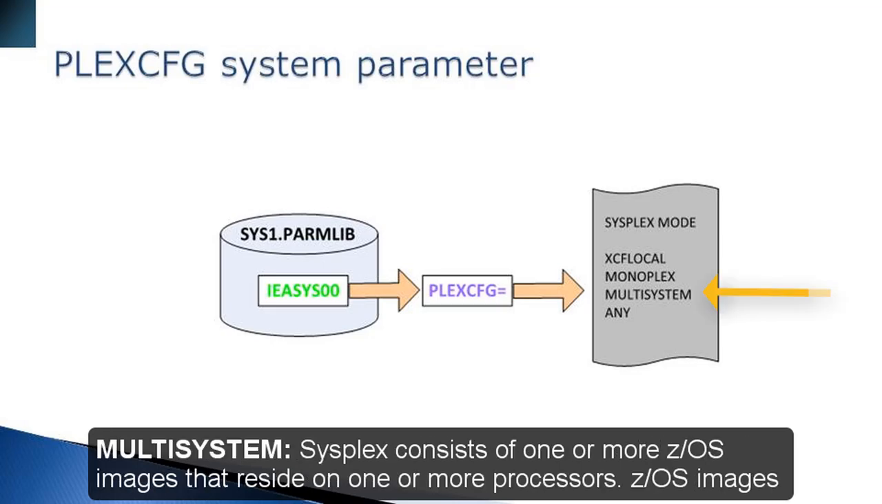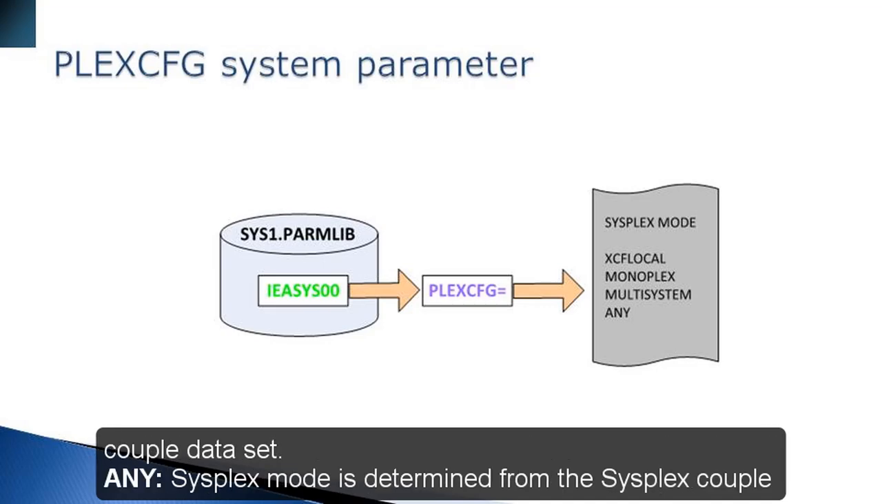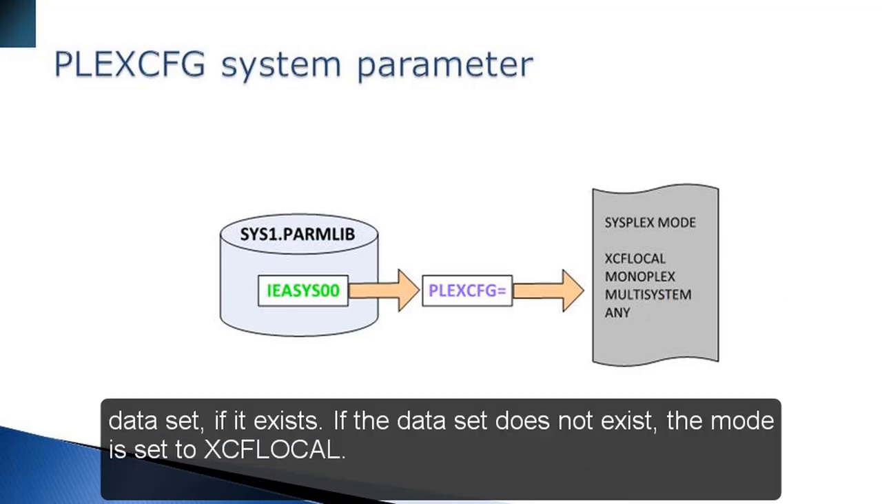MULTISYSTEM: the Sysplex consists of one or more z/OS images that reside on one or more processors. z/OS images with the same Sysplex name can enter the Sysplex. All z/OS images in the Sysplex must use the same Sysplex couple dataset. ANY: the Sysplex mode is determined from the Sysplex couple dataset, if it exists. If the dataset does not exist, the mode is set to XCF local.